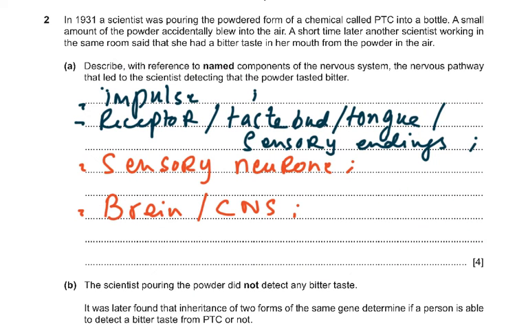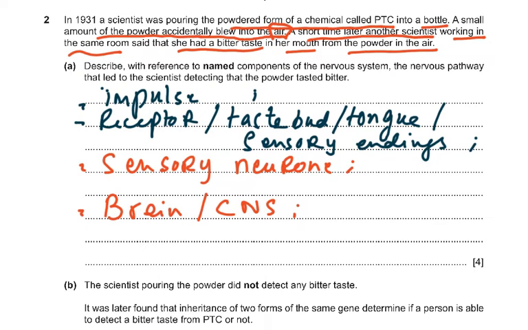So in question 2, it was a little long sort of a question, and you have to read it all. In 1931, a scientist was pouring the powdered form of a chemical called PTC into a bottle, and a small amount of the powder accidentally blew into the air, right? A short time later, another scientist working in the same room said that she had a bitter taste in her mouth from the powder in the air. So you can only taste something if it has reached your tongue somehow. It can't be through your nose. You can't smell it. It said taste. So that is what you have to really figure out. The taste word you have to figure out.